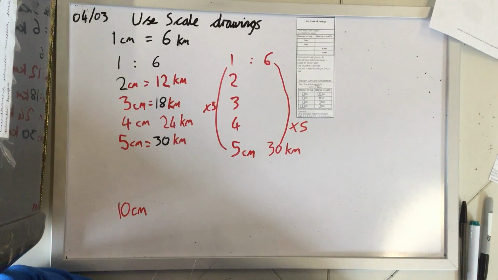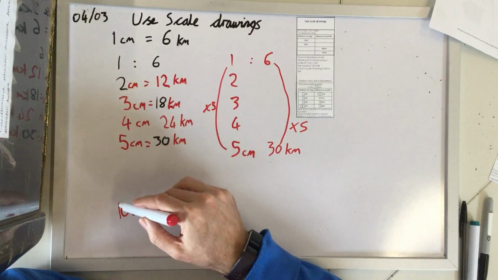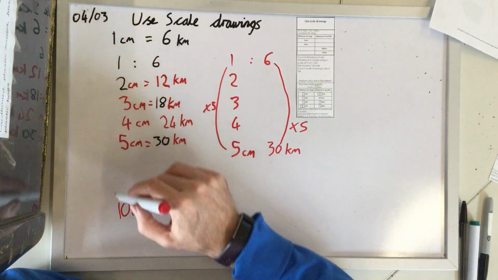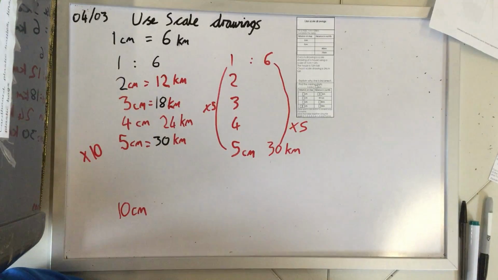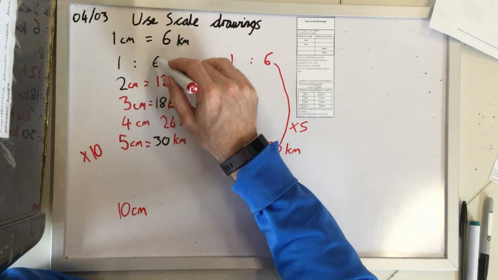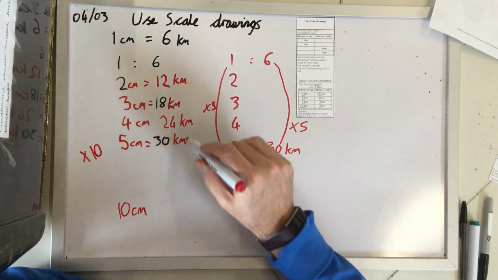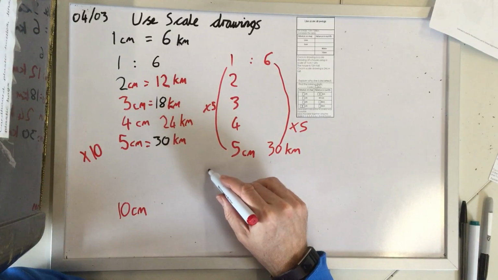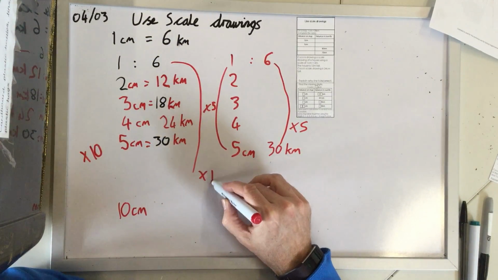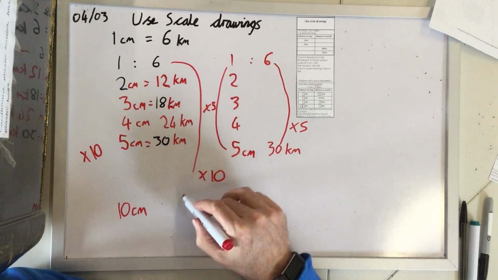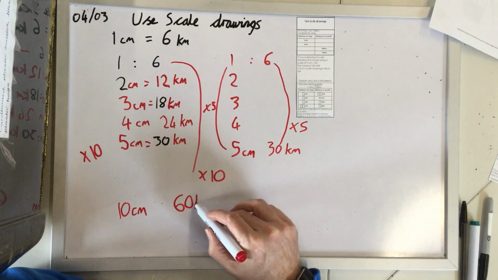It's 36. Okay. Or what you could do, if you know you've times by 1 here, you know you've got 1 and now you've got 10, so you know you've times by 10. So we do the same to a 6, yeah, because we want 10 times the size there. So we can do this 6 times by 10, and we're going to get 6 times 10 is 60 kilometers.